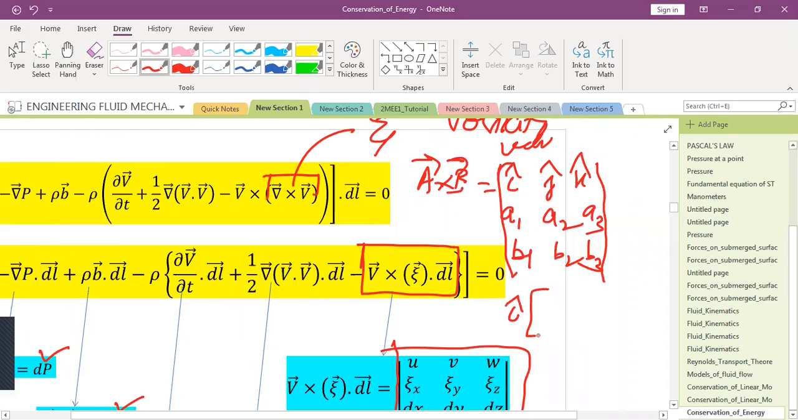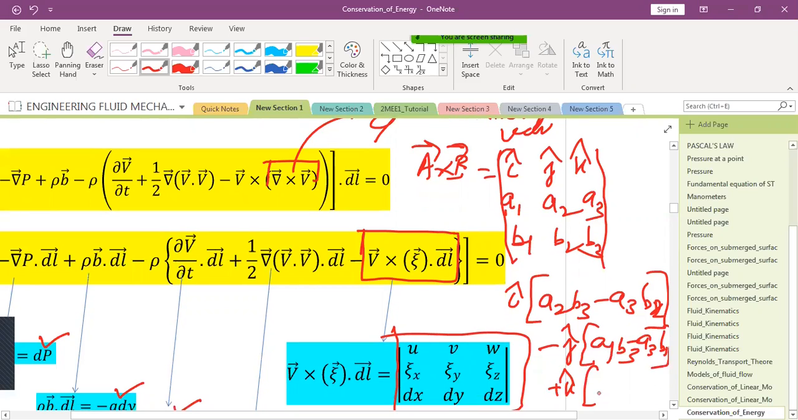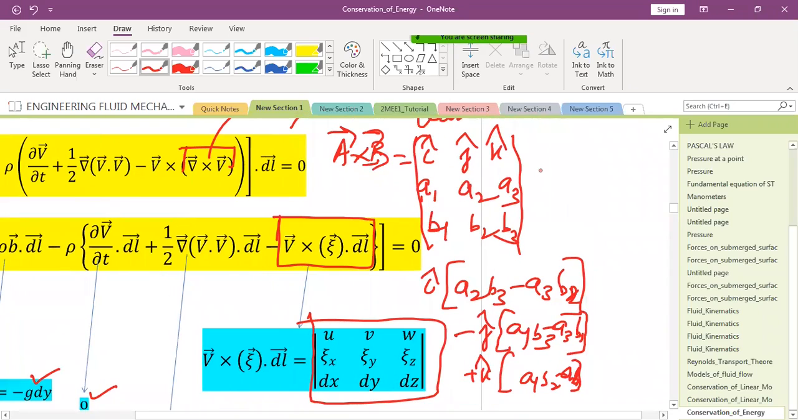What do you write for i cap? A2 B3 minus A3 B2. Minus j cap, A1 B3, what else? Minus A3 B1. Plus k cap, A1 B2 minus A2 B1. Is this clear? You can write A cross B like this.